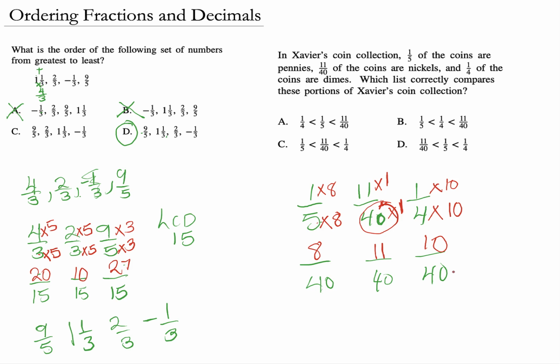So who would be the smallest one? So your smallest would be the 8/40, and then your 10/40, and then your 11/40. Now, your 8/40 was the 1/5, right? And then your 10/40 was your 1/4. And then 11/40 was 11/40. So 1/5 is less than 1/4, and then 1/4 is less than 11/40. Your answer is B.